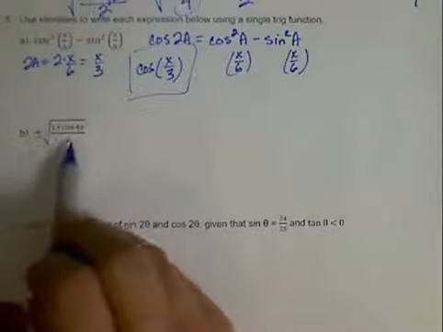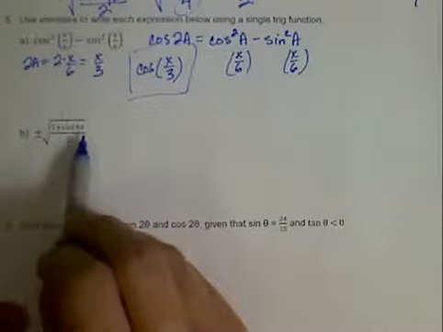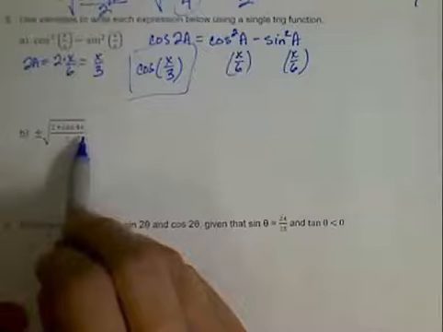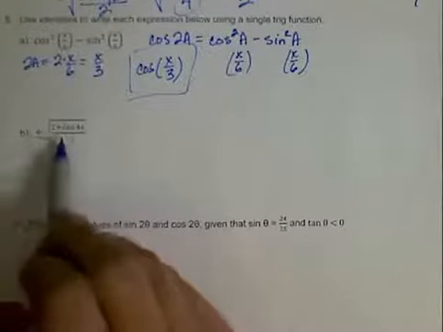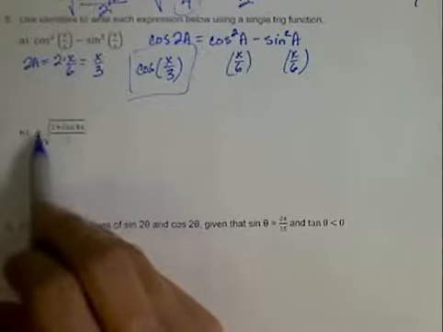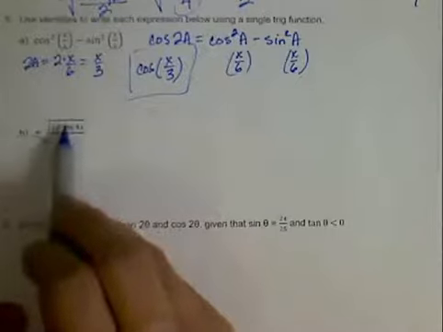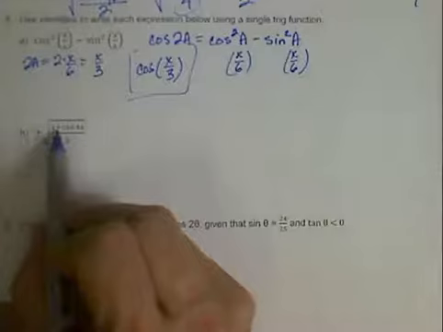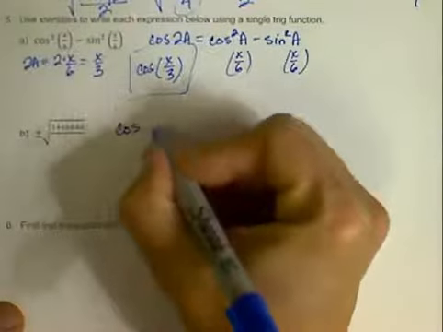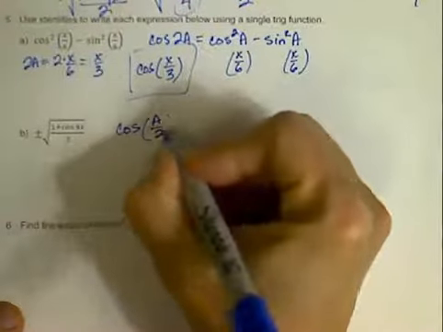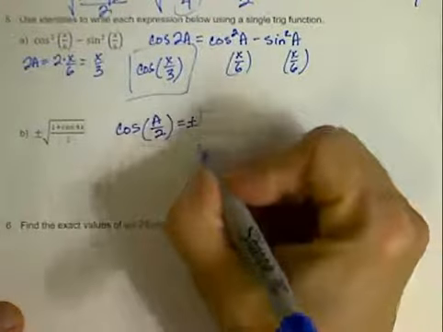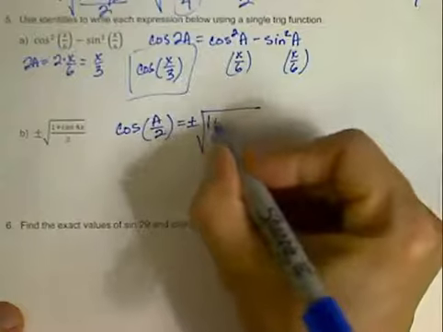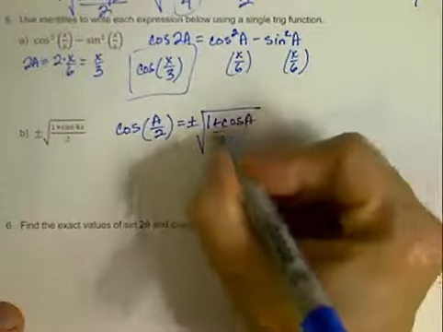For this one, we want to do the same thing, and that is to match this to one of our identities. This looks like one of our half angle identities because it has the plus or minus and the square root. Since it has the plus inside of here, it would be the half angle identity for cosine. That one is that the cosine of a over 2 is plus or minus the square root of 1 plus cosine a over 2.